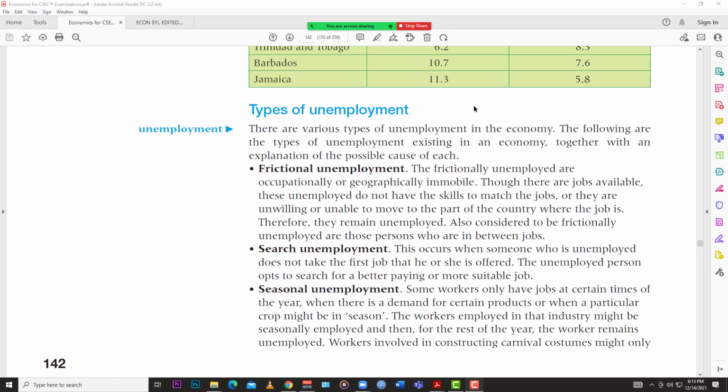Frictionally unemployed are occupationally or geographically immobile. So they are occupationally or geographically immobile. Though there are jobs available, these unemployed do not have the skills to match the jobs, or they are unwilling or unable to move to the part of the country where the job is. Therefore, they remain unemployed. Also considered to be frictionally unemployed are those persons who are in between jobs.